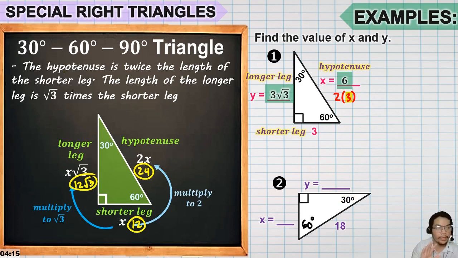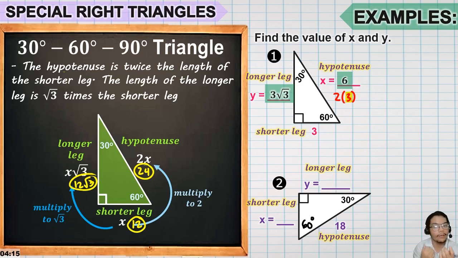That means yung relationship na meron tayo dito sa kaliwa ay applicable. But let's identify the parts present. Opposite ng 30 degrees, shorter leg. Opposite ng right angle, hypotenuse. And opposite nung 60 degrees natin is gonna be your longer leg. Oh. So kung ang hypotenuse natin ay 18, punta tayo sa shorter leg. Paano natin makukuha yung shorter leg?